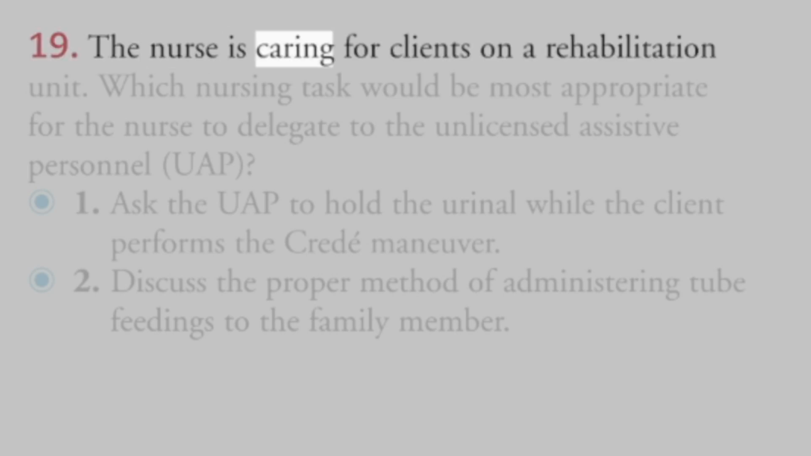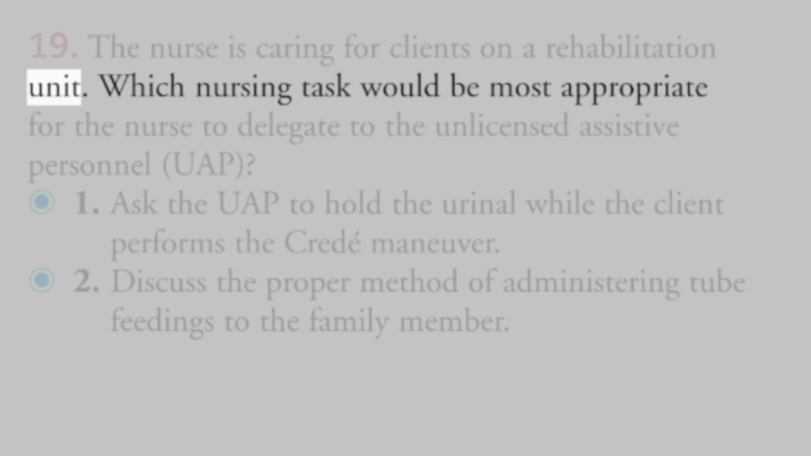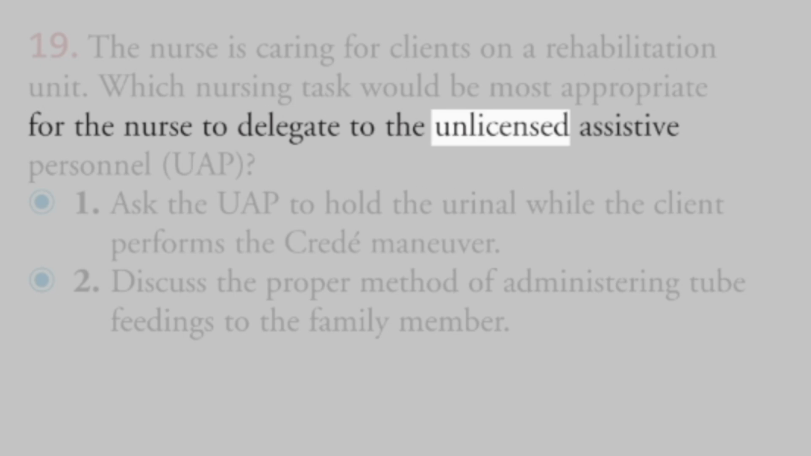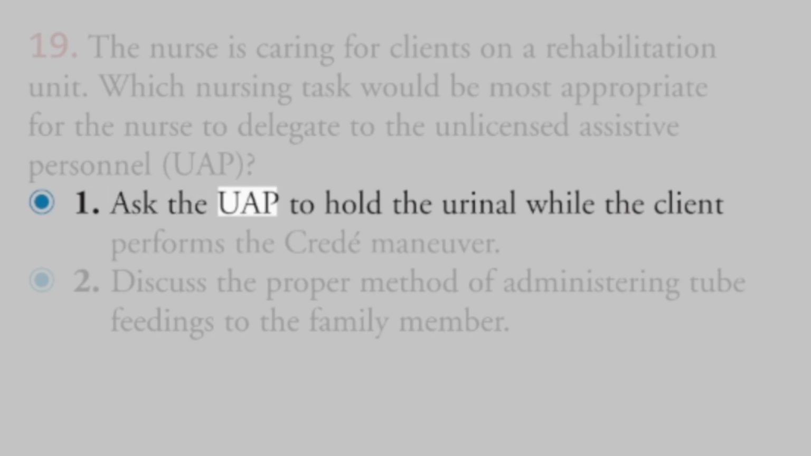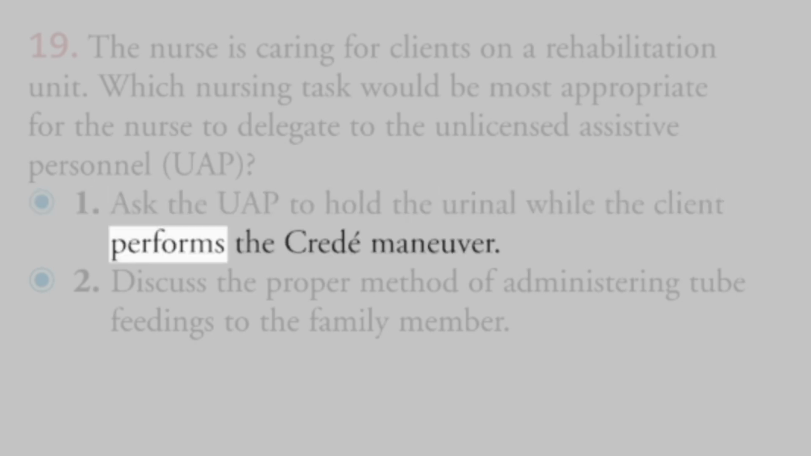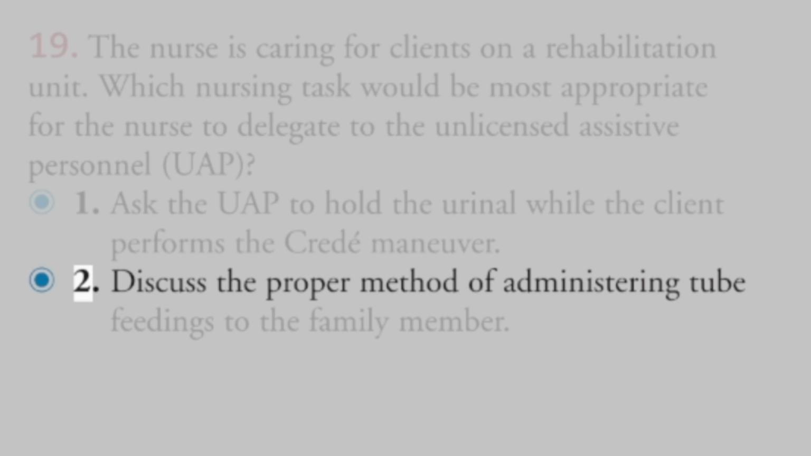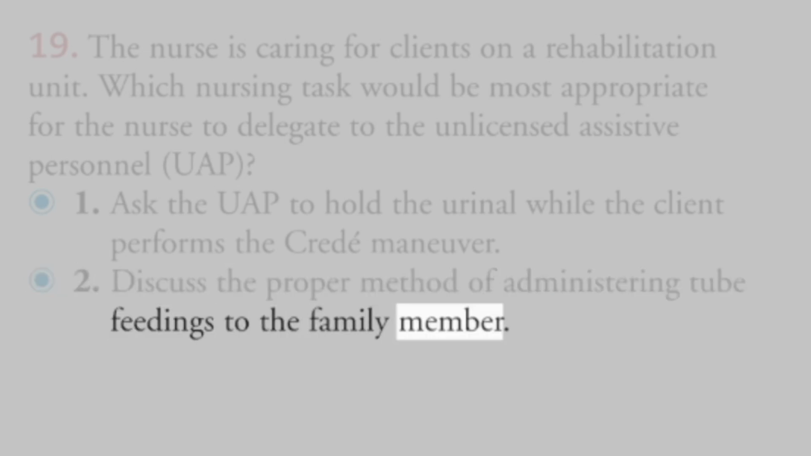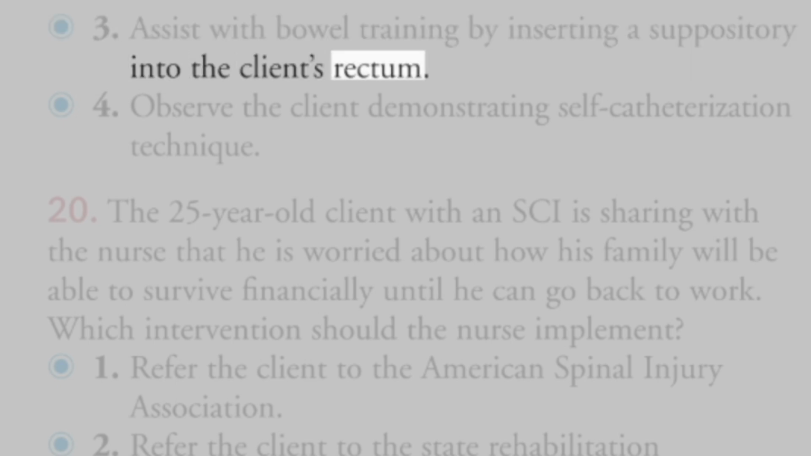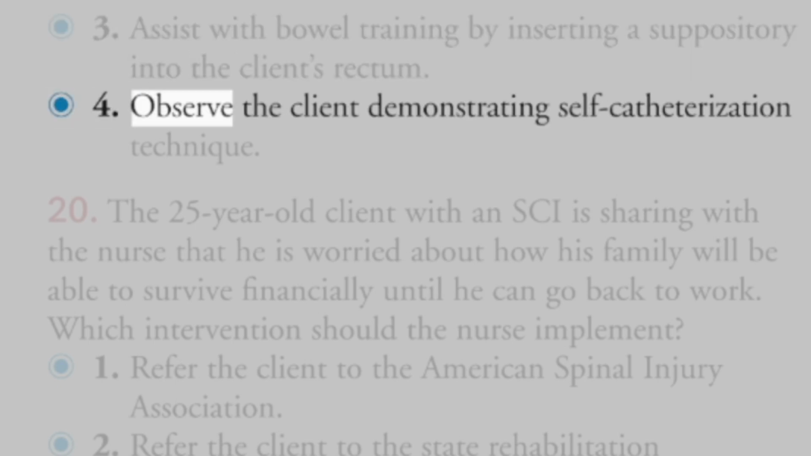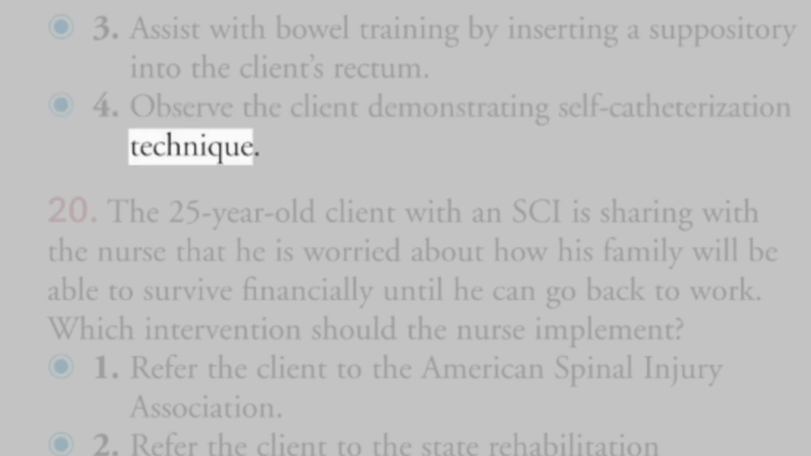19. The nurse is caring for clients on a rehabilitation unit. Which nursing task would be most appropriate for the nurse to delegate to the unlicensed assistive personnel, UAP? 1. Ask the UAP to hold the urinal while the client performs the Credé maneuver. 2. Discuss the proper method of administering tube feedings to the family member. 3. Assist with bowel training by inserting a suppository into the client's rectum. 4. Observe the client demonstrating self-catheterization technique.